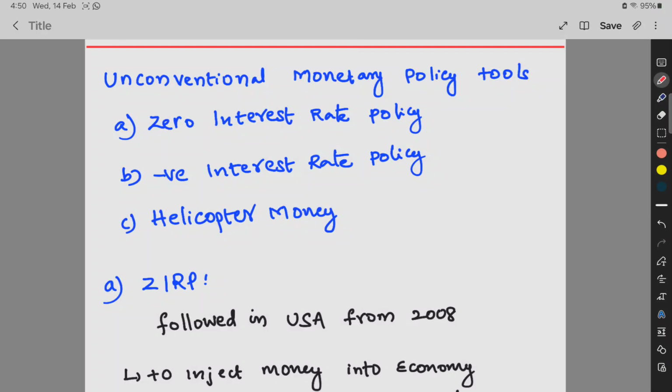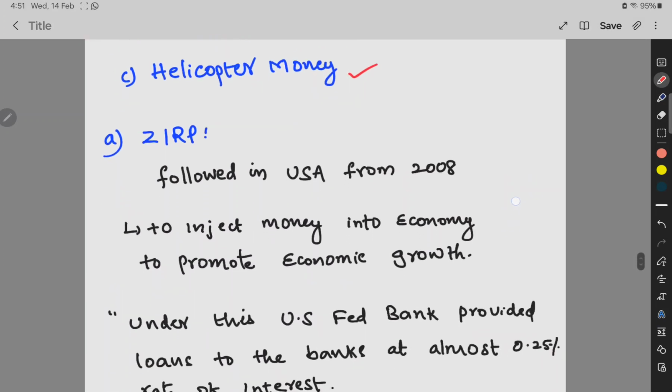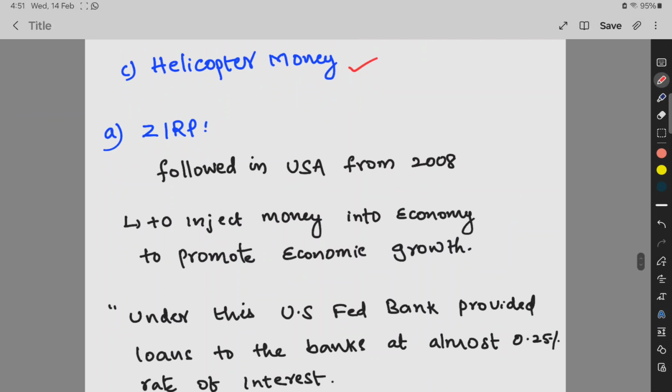Today we will discuss unconventional monetary policy tools. What is meant by unconventional? It means it is not conventional. Conventional means repo rate, reverse repo rate, these kinds of things. But unconventional, what are those? There are three such things. One is zero interest rate policy, another is negative interest rate policy, and another is helicopter money. Now we will see the zero interest rate policy.